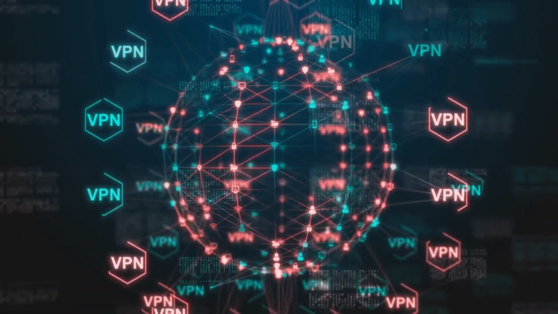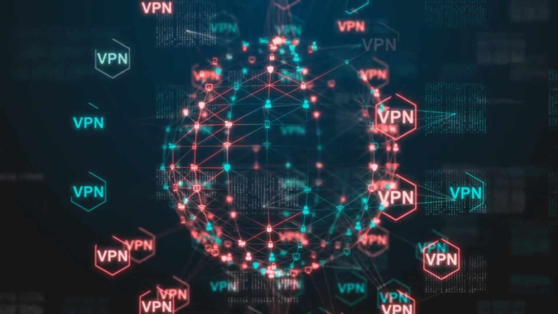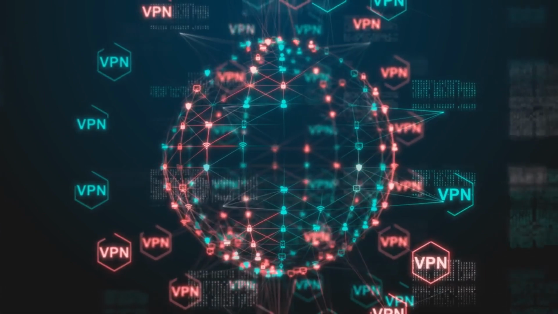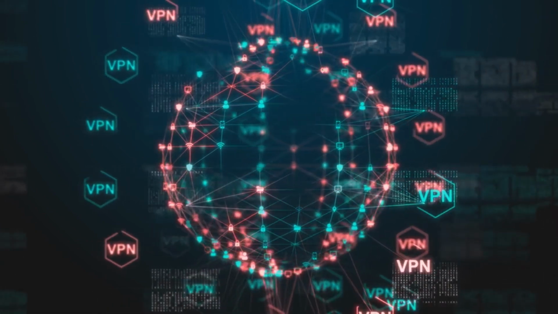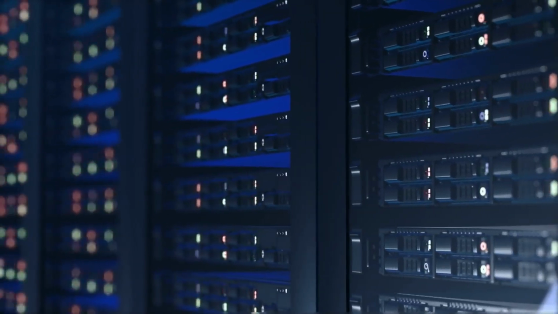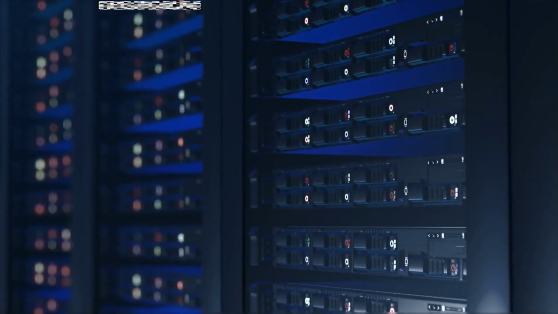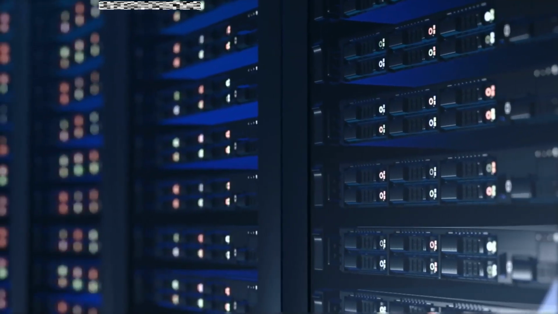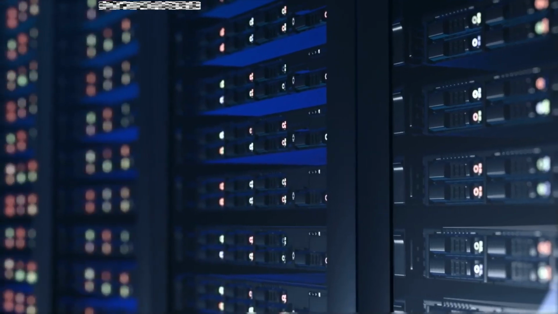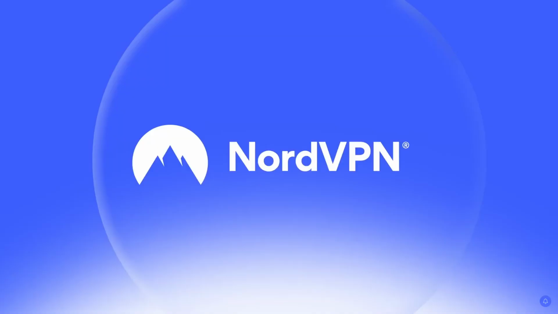A VPN, or virtual private network, works by encrypting your internet connection and routing it through a secure server in another location. When you connect to a VPN server, your IP address changes to that region, so websites think you're browsing from somewhere else. That's what lets you unlock content or sites that were previously blocked in your area. Here's how to do it, step by step.